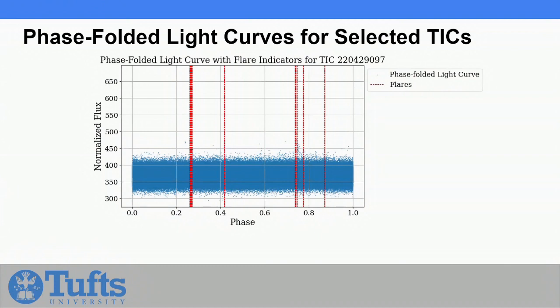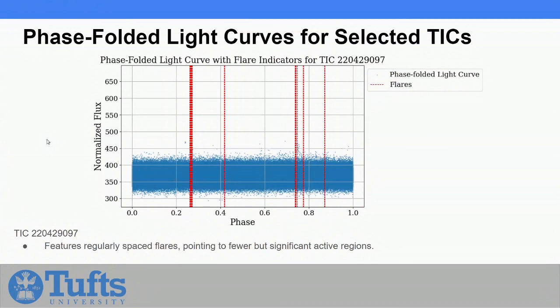rotation cycle. The light curve in this image is relatively flat compared to the others, with no obvious periodic variability. The notable feature is a large flare around phase 0.7 with a clear pattern of brightness variations. It's difficult to draw conclusions about the relationship between flares and star spots for this particular star.